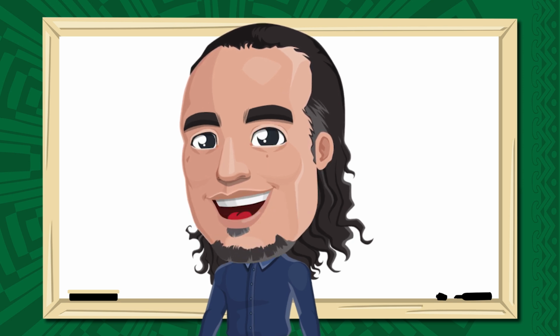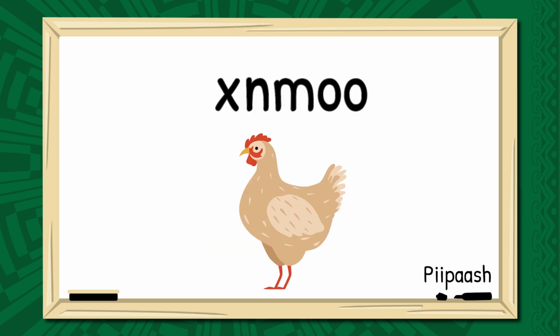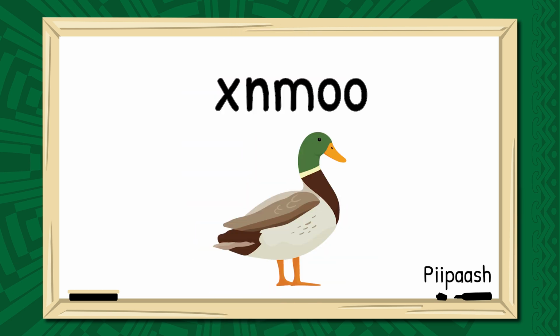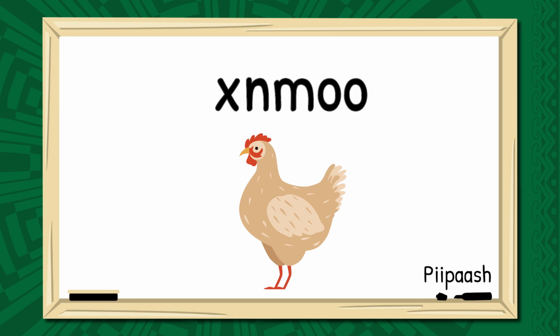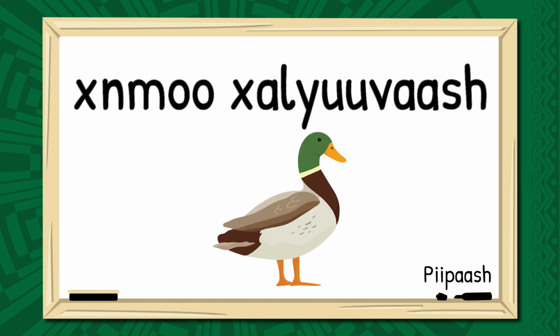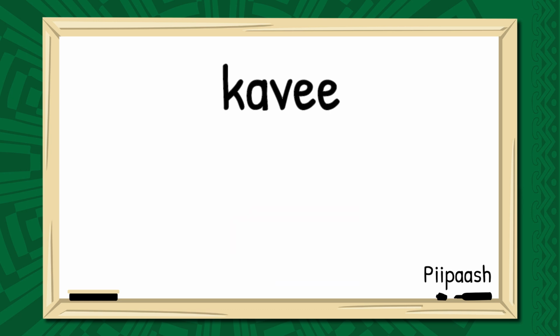Yes, there are some semantic changes that require more cultural or historical knowledge to understand how these changes occurred. For example, the Piipaash word khanmo means chicken. It originally meant duck, but the meaning expanded to include chickens when they were introduced. As chickens became more common in our daily lives, this word became more associated with chicken than duck. So much so that duck is now called khanmo khalyuvash, which seems like we're saying a chicken that goes around on the water.